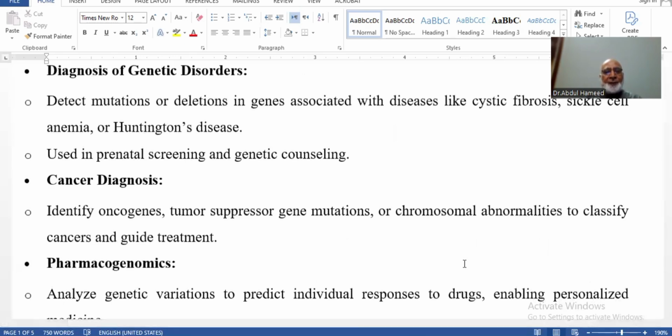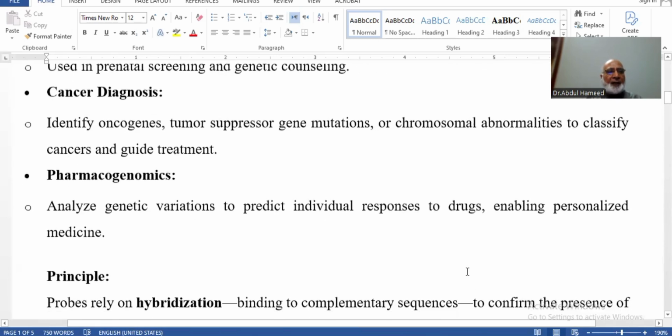Then cancer diagnosis: identify oncogenes and tumor suppressor gene mutations. For example, if a person has suppression of those genes whose function is to suppress tumors, mutation may cause abnormal function of them. Or chromosomal abnormalities, to classify cancers and guide treatment of the patient, helping doctors and physicians to cope with the problem.